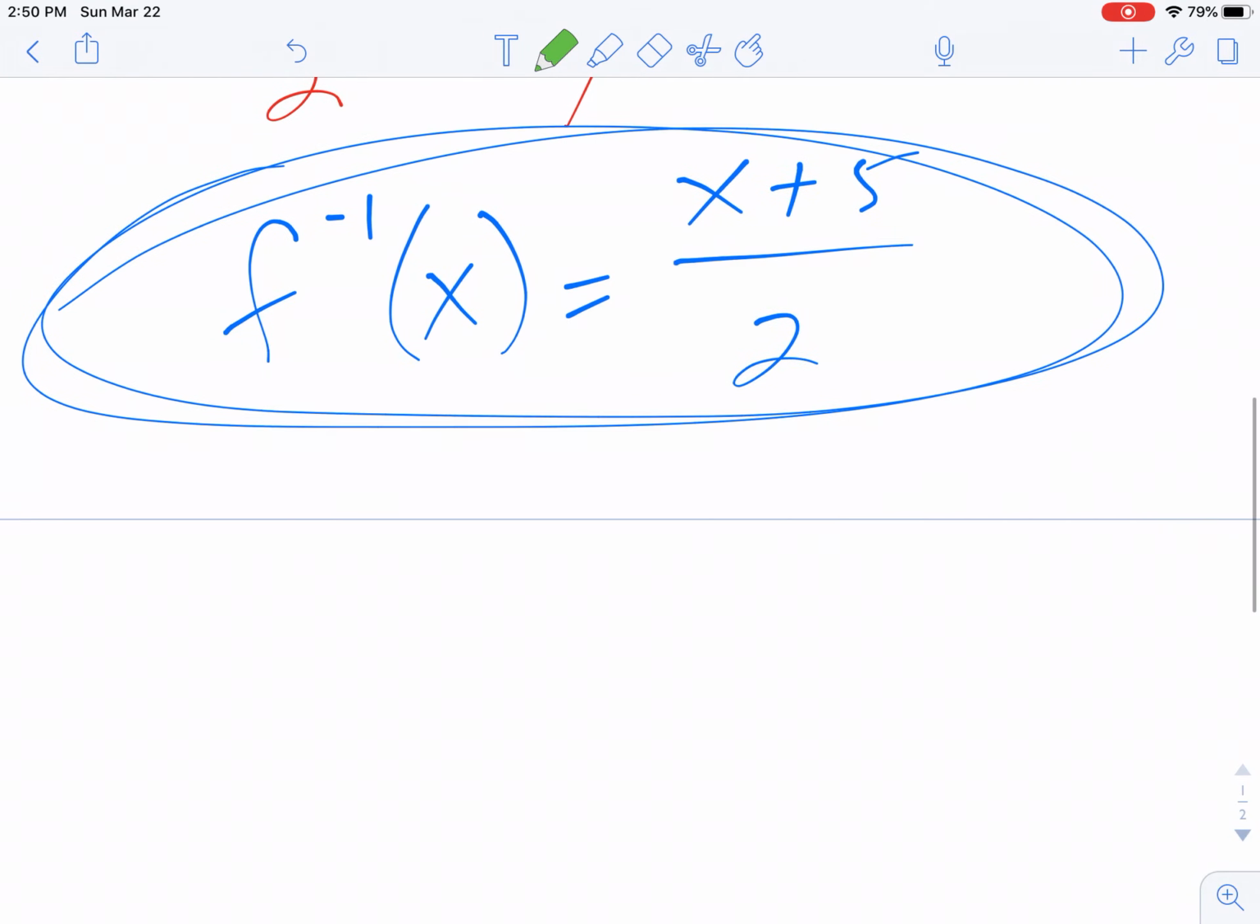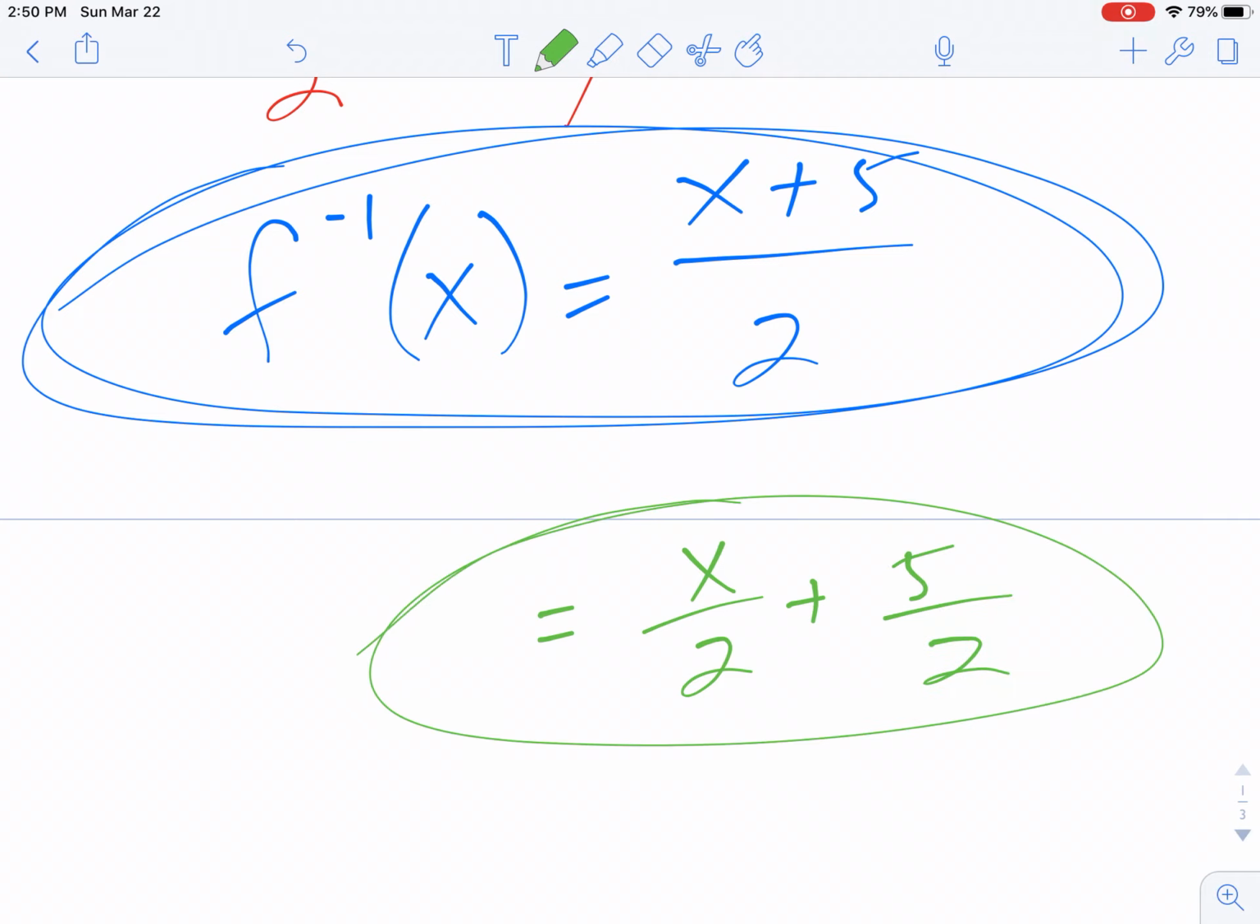Now, there's different ways to write that same answer. If you want to write it like this, that's acceptable. That's another acceptable answer. I'm sort of lazy, so I always just stop with the first one that I circled.